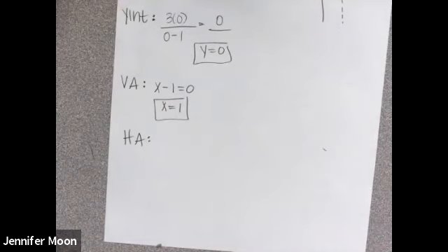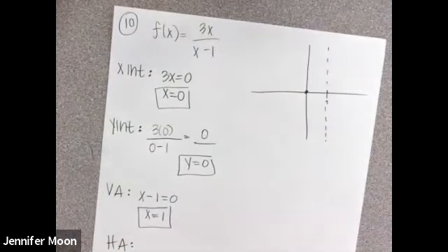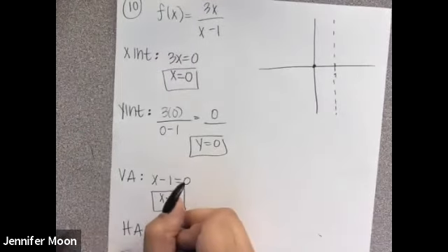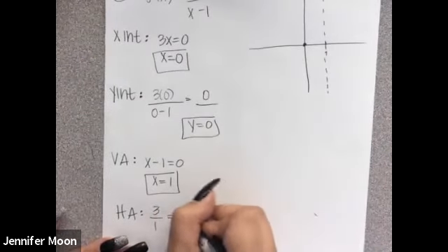Horizontal asymptotes was BOB, BOTN, EATS, right? Is it bigger on the top? Is it bigger on the bottom? Or are the exponents all the same? So here, the exponent for my numerator is 1, right? The exponent for my denominator is 1. The exponents are the same. That told me to DC, which was to divide coefficients. 3 divided by 1 is just 3.